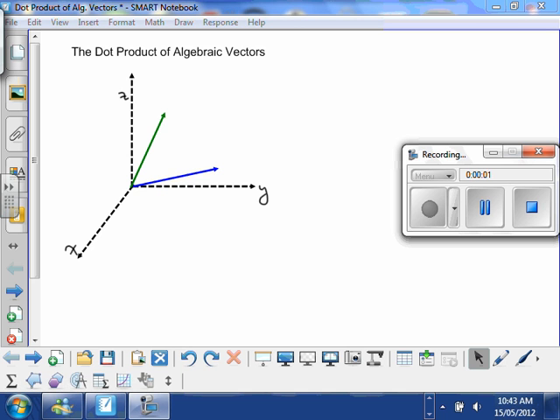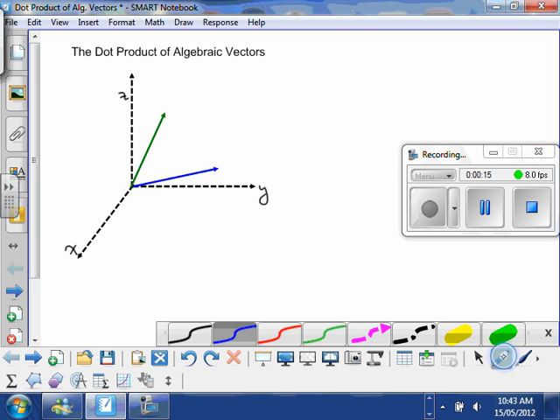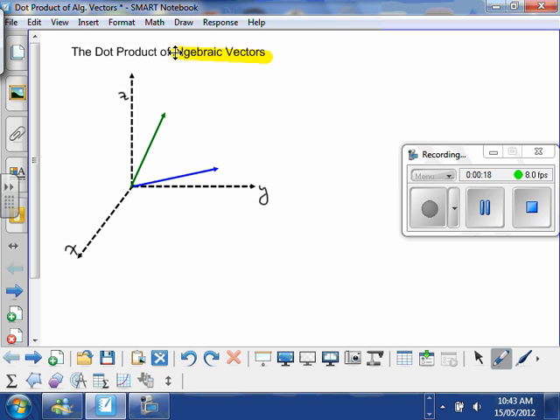Good morning, everyone. Let's continue talking about applications of vectors. Today we'll continue our conversation about the dot product, but this time of algebraic vectors. Please notice the key words, algebraic vectors. Now, yesterday we talked about the dot product, but we only looked at geometric vectors. Today we'll bring in the power of algebra.